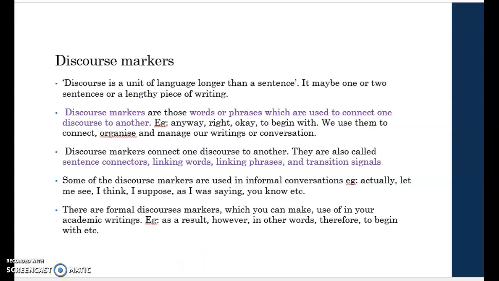So in our formal writings we use "however" and "as a result". All of these can be used. For example, if I am using it in my research article, the sentence goes like this: these results are in line with previous studies, however, and then I might use another sentence. So this "however" is connecting the first sentence to the other sentence. So this is called a discourse marker.